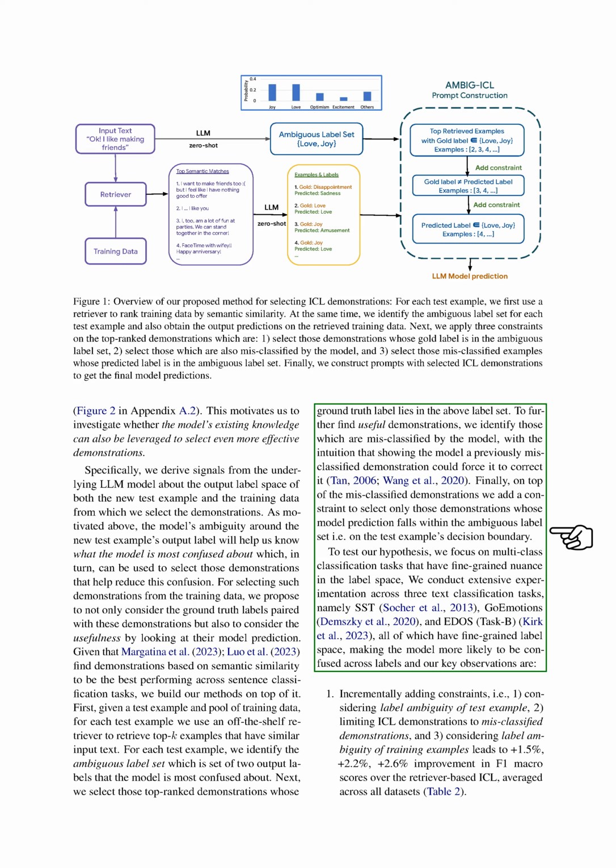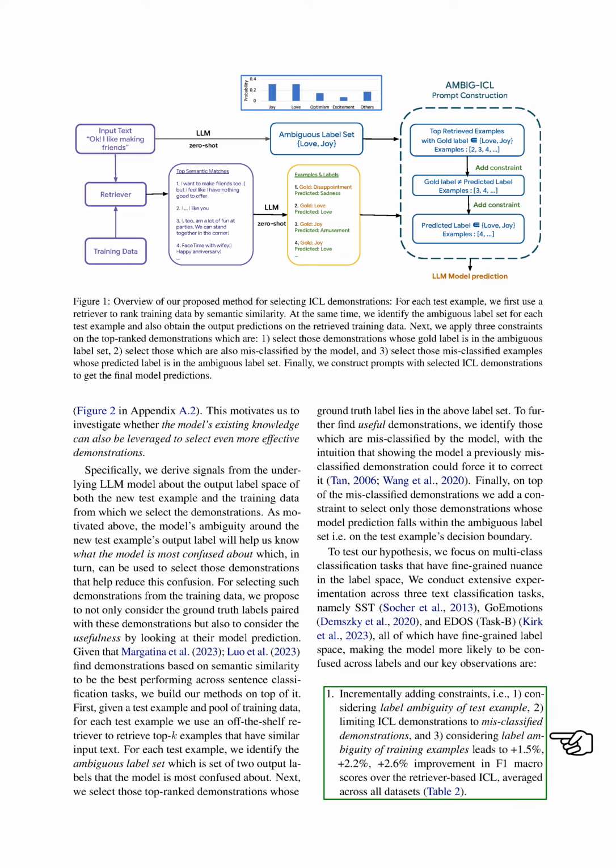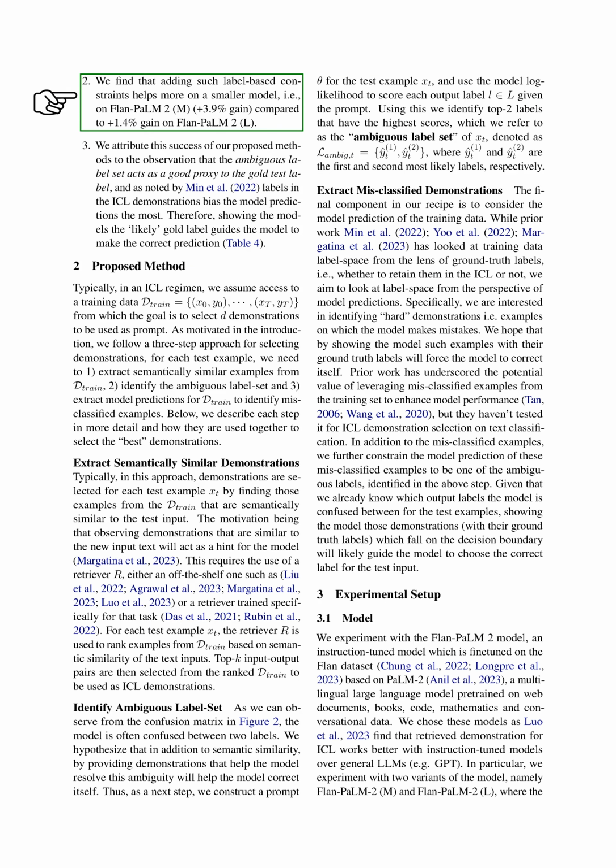To test our approach, we conducted experiments on 3 text classification tasks that have fine-grained nuances in the label space. Our results showed that adding constraints, such as considering label ambiguity and limiting ICL examples to misclassified examples, led to improvements in F1 macro scores. We also found that our methods were more effective on a smaller model. We believe this success is due to the ambiguous label set acting as a good proxy for the gold test label, guiding the model to make the correct prediction.